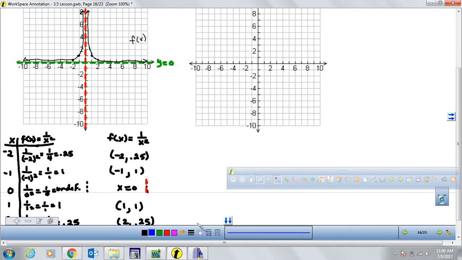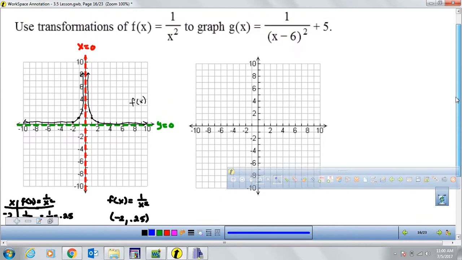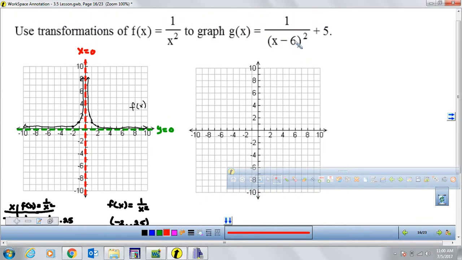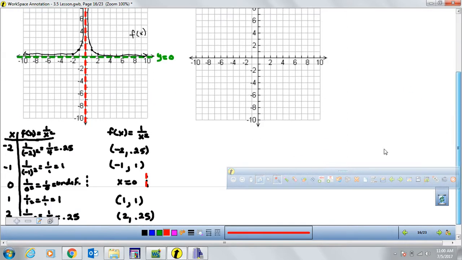Now for g of x, again, there are 2 transformations that we can apply. Number 1, we see that there is a -6 inside, so that creates a horizontal shift. That is the first transformation we need to apply. So what that -6 inside with the x is going to do is shift it to the right 6 units, meaning that all of the x's will be added 6.